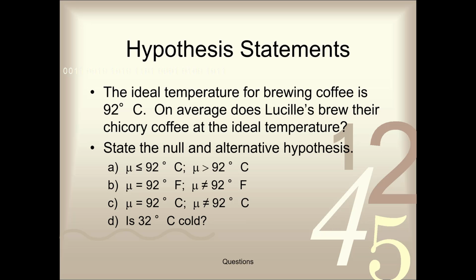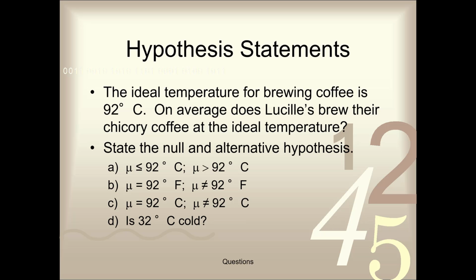Okay, so first of all, it's in Celsius, so we can eliminate B. We also are trying to see if it's 92 degrees or not, right? So I'm not trying to prove that it's less than 92 or that it's greater than 92. I just want to see if I'm at the ideal or not. So here's a case where we're basically not wanting to reject the null.